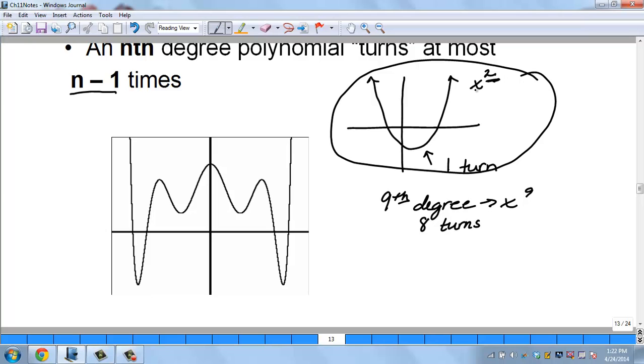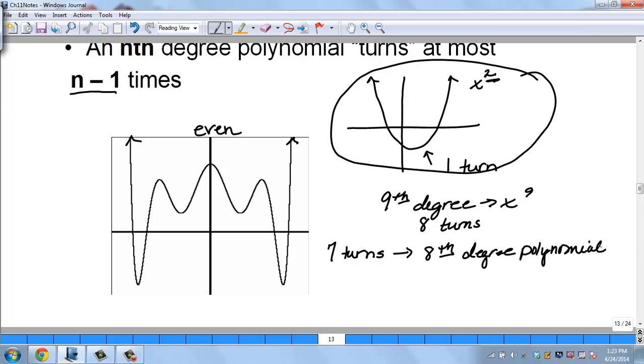So if I was looking at this polynomial, first I know it's even because my tails are going the same direction. And so I just count the humps, if you will, the turns, and then I would know the power. 1, 2, 3, 4, 5, 6, 7. If I have 7 turns, and it's even because I can tell by looking at it that my tails are in the same direction, 7 turns means this is an 8th degree polynomial. Okay, so that kind of gives you a little heads up of what's going on.